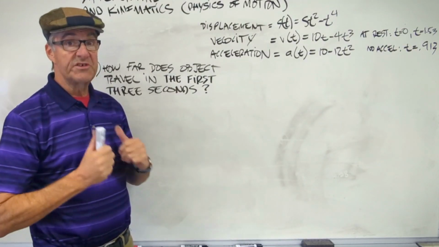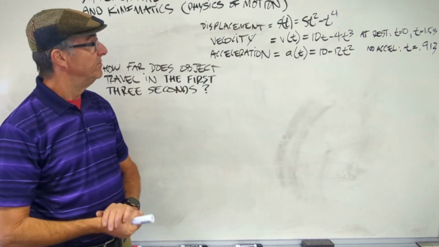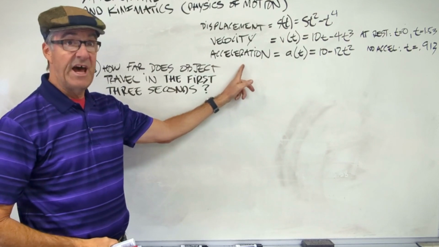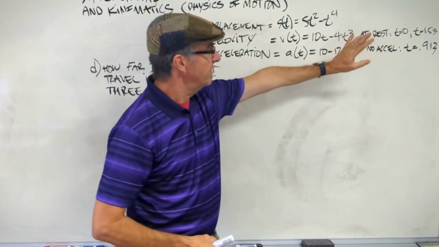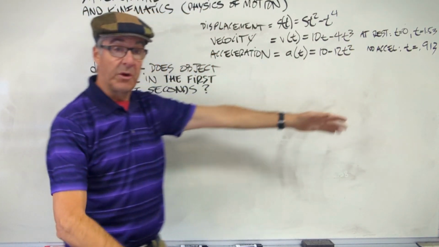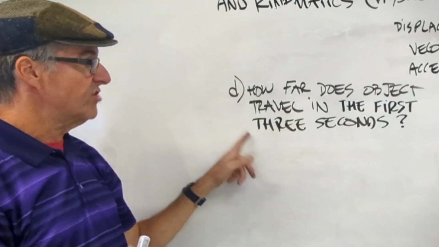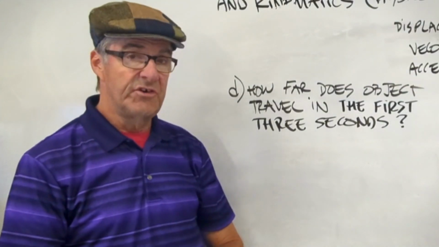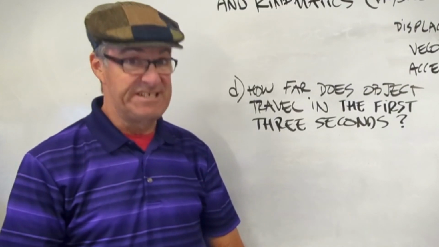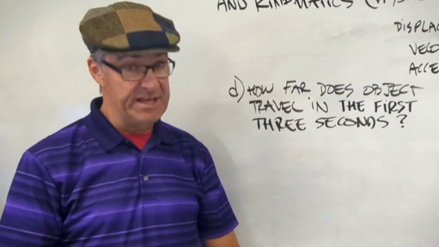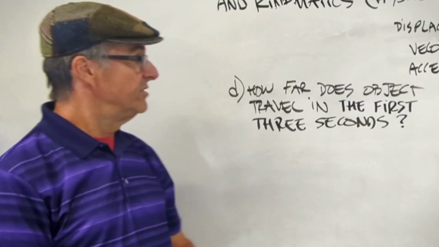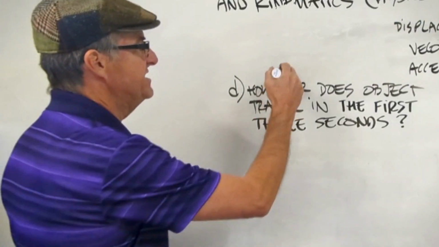Okay, one more step in this kind of long problem. Here are our results from the last things that we did. All of the stuff that we've got is right there for reference. So here is our question. How far does the object travel in the first 3 seconds? So how far is a distance, not a displacement question, okay? So we want to know the distance.